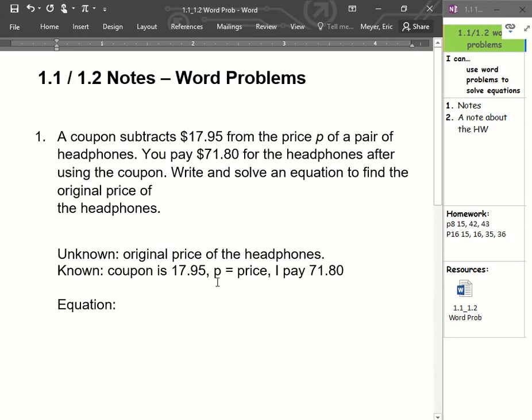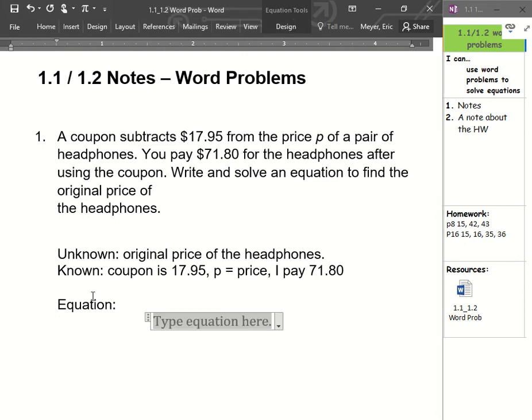So now I can take this information. One other thing I wanted to point out is this keyword subtracts. It tells me that I'm going to be subtracting in my equation. So I need to write an equation that does this. If I think about a coupon, coupons always subtract from an original price. So I have my original price, this is what we start with, that P, minus the value of my coupon, $17.95, and that equals my total value. That equals what I ended up paying. I ended up paying $71.80.